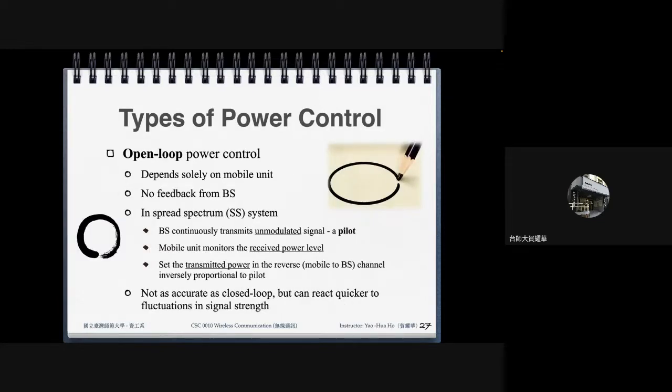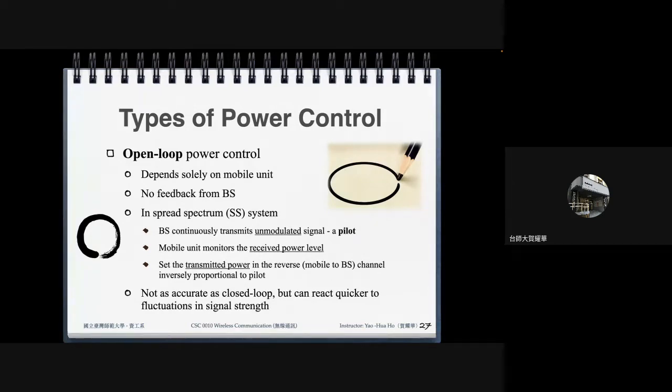The first one is what we call open loop power control, which depends solely on the mobile units. The mobile unit decides because the mobile unit is the one that needs to transmit a certain amount of power, right? So it will depend only on the mobile device. There's no feedback from the base station. So in a spread spectrum system, the base station continues to transmit an unmodulated signal called pilot, which is transmitted in the control channel.